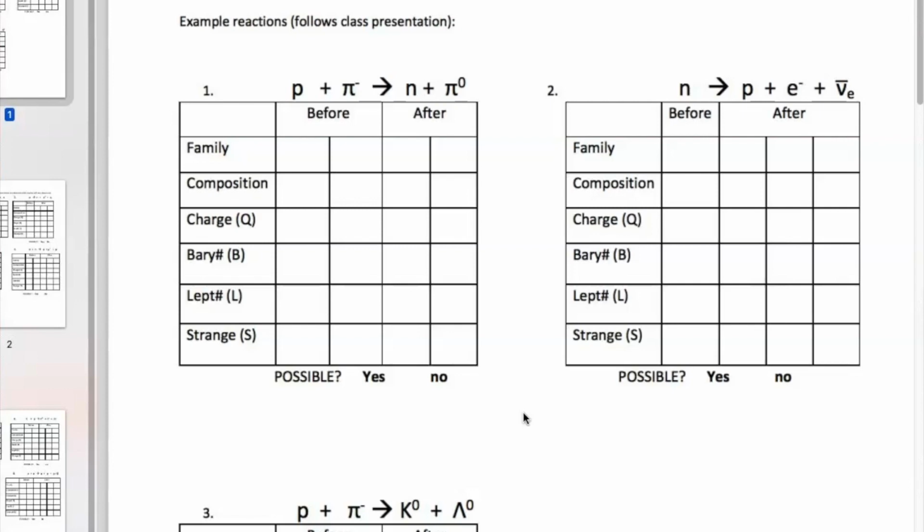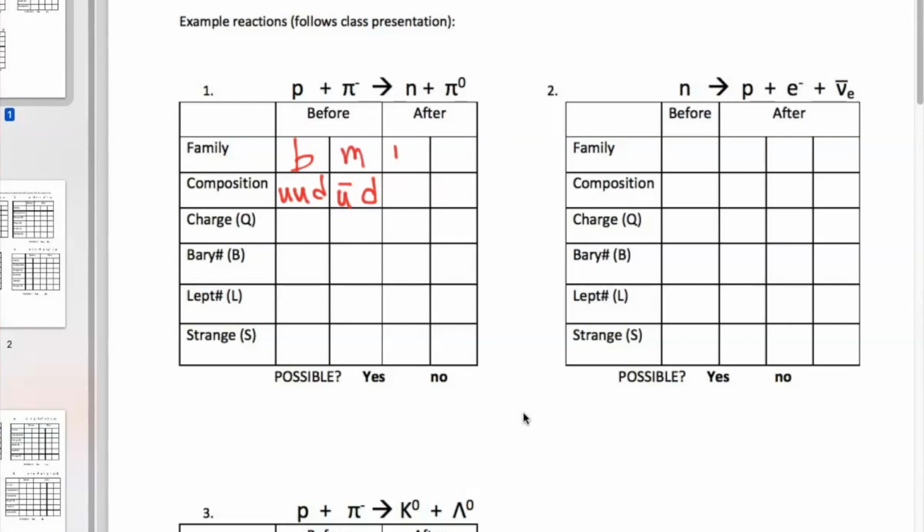A proton is a baryon. It's made of three quarks: an up quark, another up quark, and a down quark. A pion is made of two quarks, and this is the pion minus, which is the opposite of the pion positive, like the antiparticle to the pion positive. So a pion negative has an anti-up quark and a down quark, which is just the opposite of a pion positive. Because it has two quarks, it's a meson.